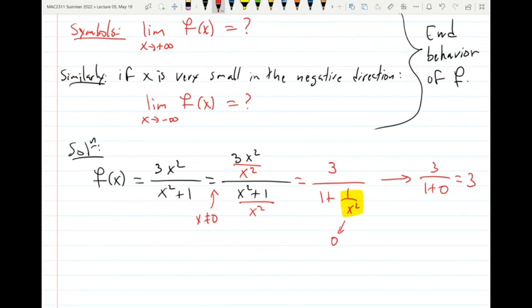Another way, and I think it's probably easier to look at it that way, is to factor. If you're comfortable factoring, notice that here I could have just factored x squared in the bottom, and you would have gotten this. And then you simplify, and you get exactly what we have above. And then you analyze.